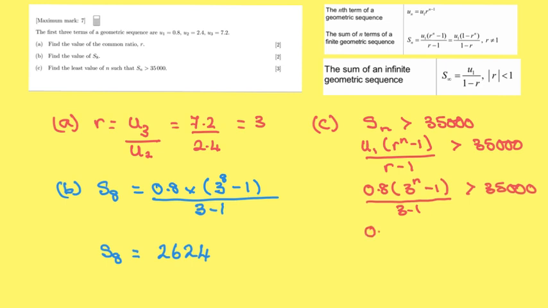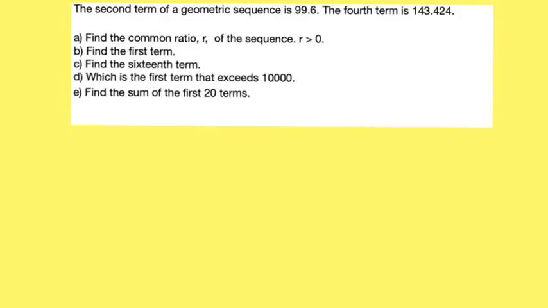Simplify, so you get 0.4 times 3 to the n minus 1 must be greater than 35,000. So you use your GDC to solve for n. So n must be greater than 10.358. So make sure you answer the question. So the least value of n is n equals 11.